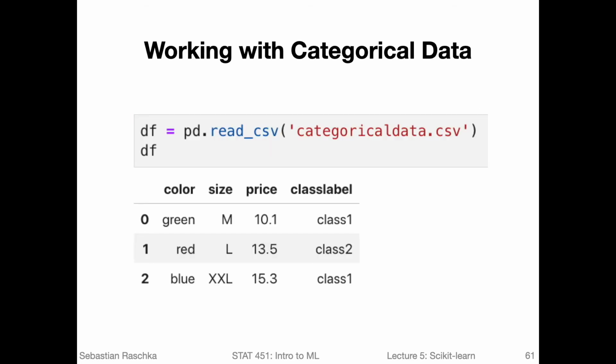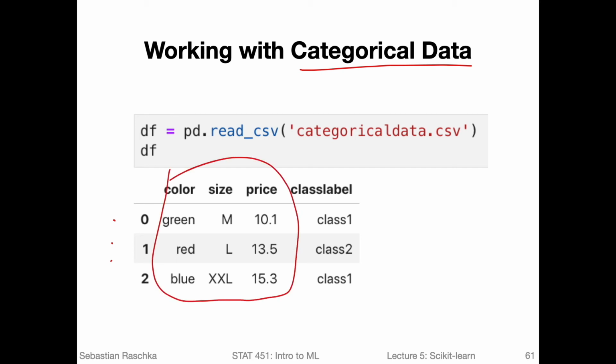Okay, but to move forward now, in the previous slides I spent a lot of time explaining how we can deal with continuous feature columns, like standardizing features. Now let's talk about how we deal with categorical data. For that I have a very simple toy data set here, which consists of 3 training instances and 4 columns. It's a very small data set, just for illustration purposes. So we have 3 feature columns and 1 label column.